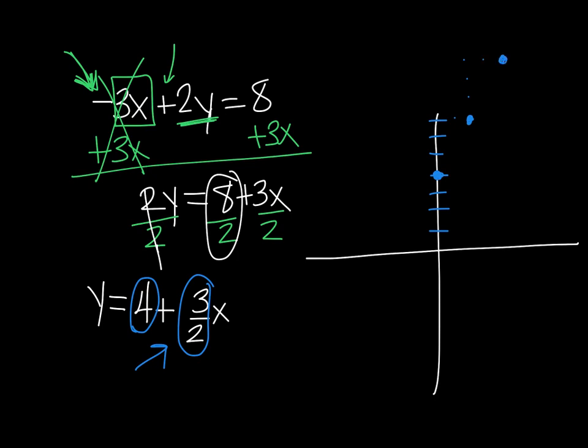Or we could do the opposite of both of them, so make it a negative 3 and a negative 2. And I could go down 1, 2, 3, to the left 2. And then there is my line. And so that would be how you do that. If it's not y equals mx plus b, then you just make it y equals mx plus b.